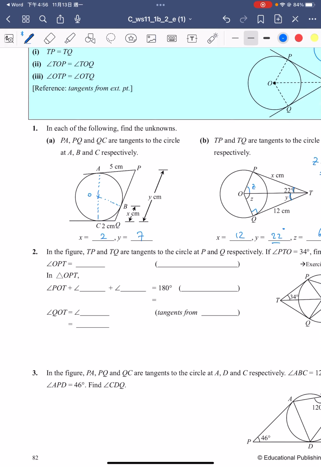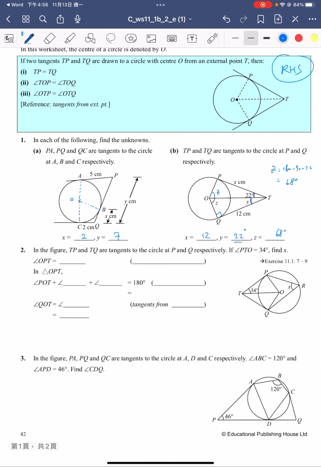Okay, so now we can try to do question 2. In the figure, we have TP and TQ as the tangents, and we have angle PTO equal to 34, and we're trying to find out what x is. So if this is 34, what is OPT? OPT is actually equal to 90 degrees, by using the tangent being perpendicular to the radius, which we learned last time. And then in triangle OPT, we have POT, plus the other two angles, is going to be equal to 180, isn't it?